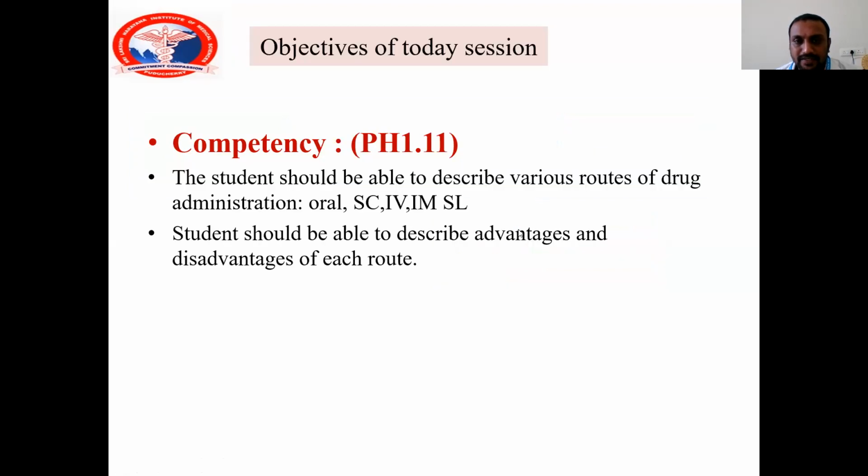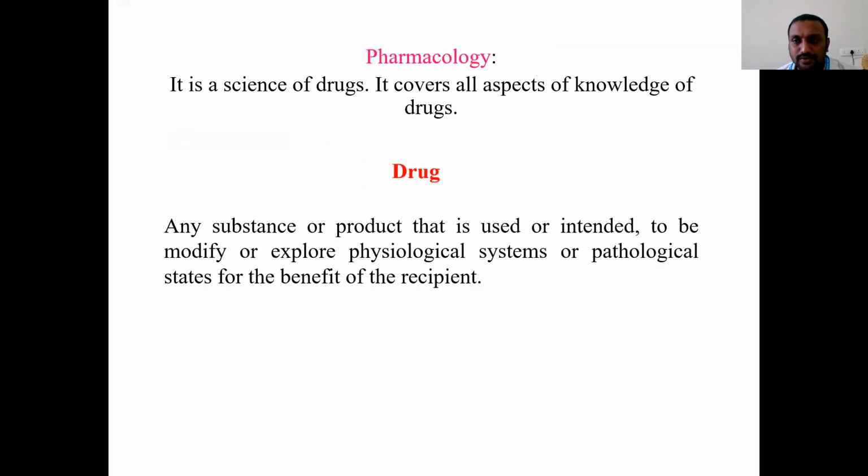The topic for our discussion today is sources of drugs and routes of drug administration. The competency number for today's session is PH 1.11. At the end of the session, students should be able to know the various sources of drugs, and describe the various routes of drug administration, that is oral, subcutaneous, IV, IM, and sublingual. And the student should be able to describe the advantages and disadvantages of each route.